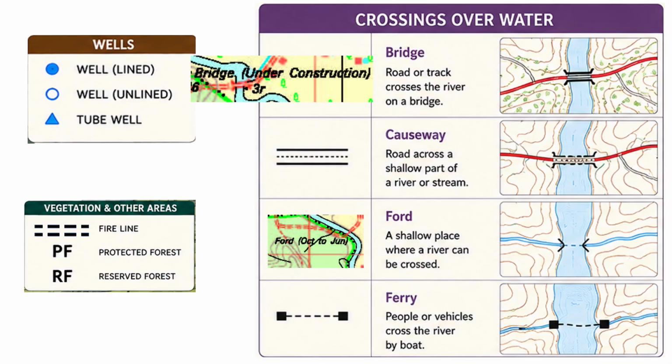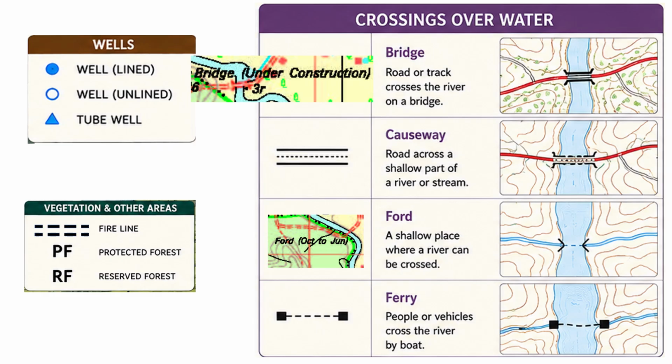Now, this bridge is for the road or the track to cross the river. So when we want to cross it, we have this bridge. Okay. A causeway is a road across a shallow part of the river or stream. When the river is very deep and big, then we'll have a bridge. But if it's a small, thinner one, we don't want to create such big, large things. So when there's a shallow part of the river or the stream, we'll have a causeway.